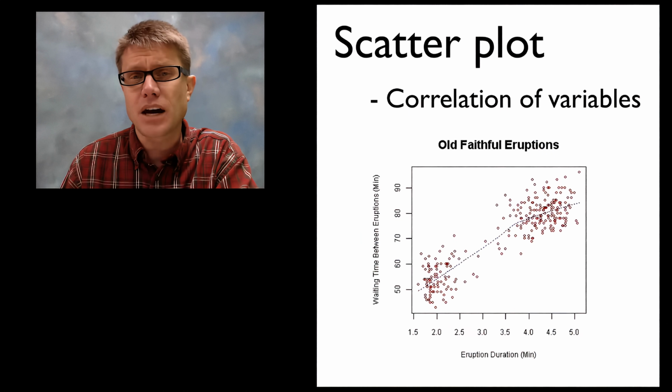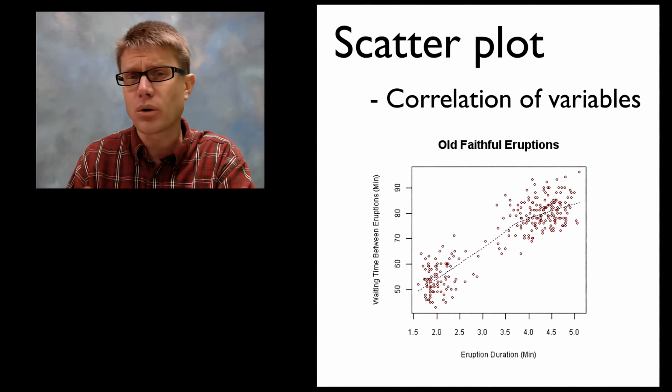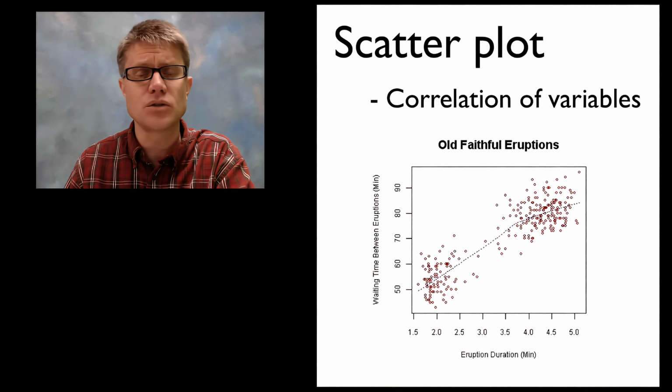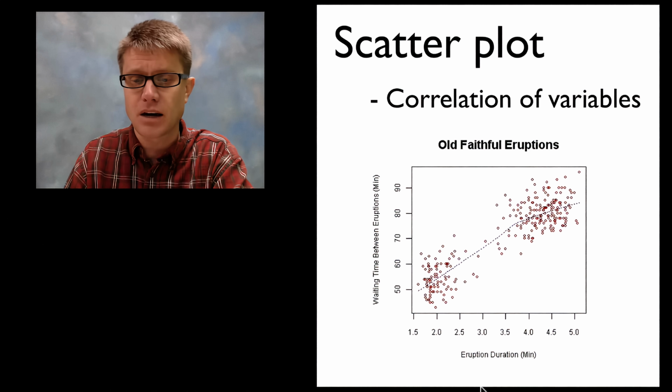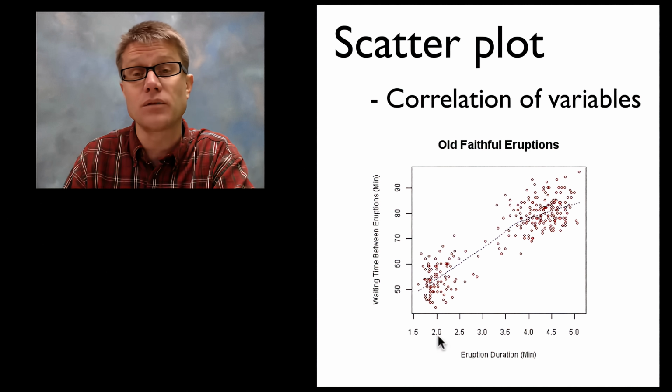Let's say we're looking at a scatter plot. We're going to use that when we're correlating 2 number sets or 2 sets of data. So it's a correlation of variables. And so this scatter plot right here, they're looking at the eruption of Old Faithful, how long that eruption takes, and then the time between the eruptions.